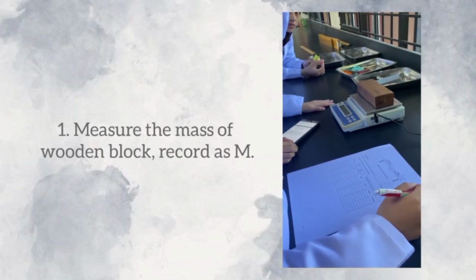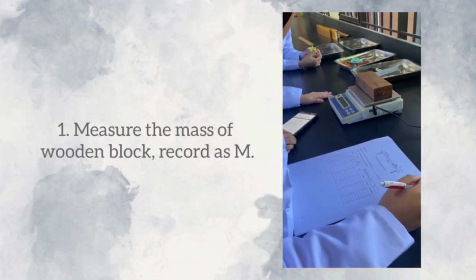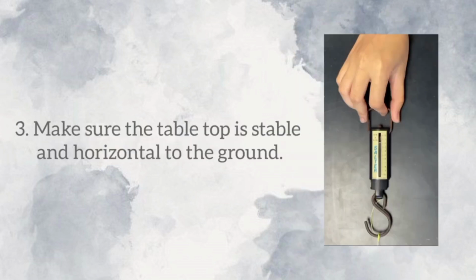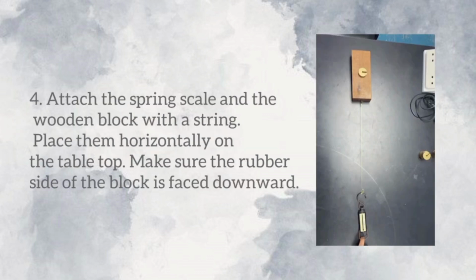Procedure. 1. Measure the mass of the wooden block, record as m. 2. Set up the apparatus. 3. Make sure the tabletop is stable and horizontal to the ground. 4. Attach the spring scale and the wooden block with the string. Place them horizontally on the tabletop. Make sure the rubber side of the block is faced downward.